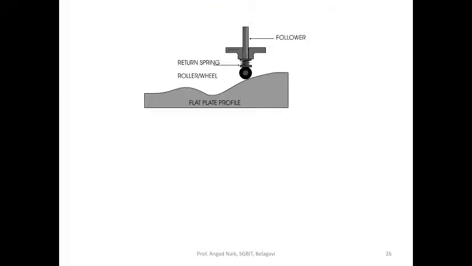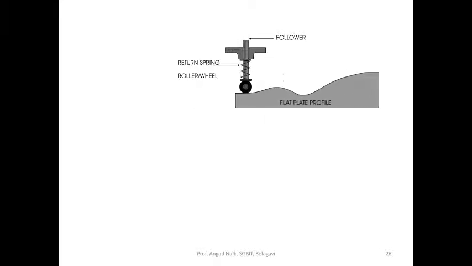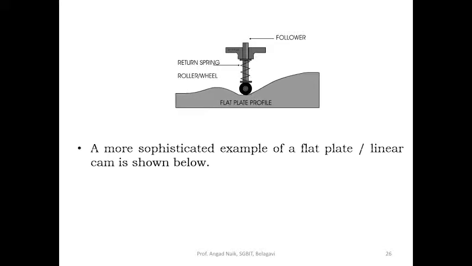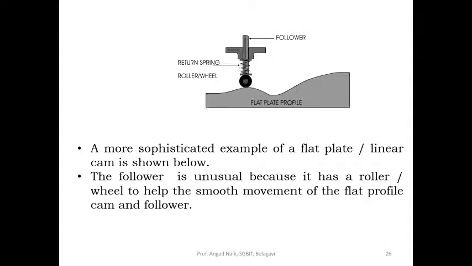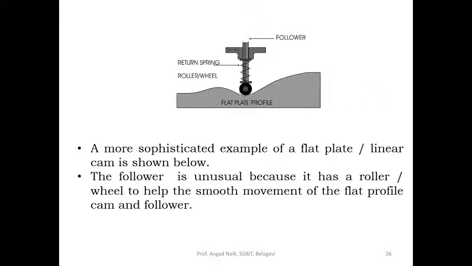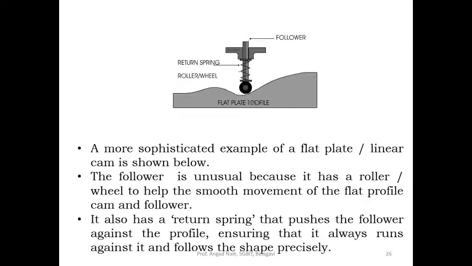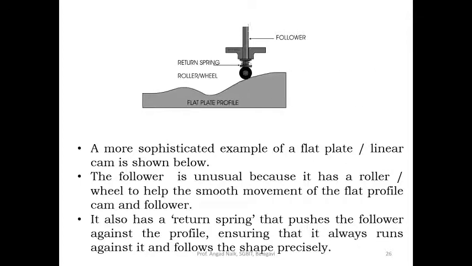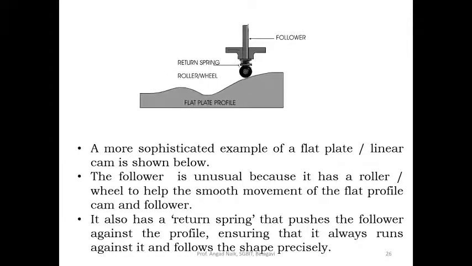So we'll take another animation. A more sophisticated example of flat plate is as shown above. The follower is unusual because it has a roller wheel to help the smooth movement of the flat profile cam and the follower. It also has a return spring that pushes the follower against the profile, ensuring that it always runs against it and follows the shape precisely.